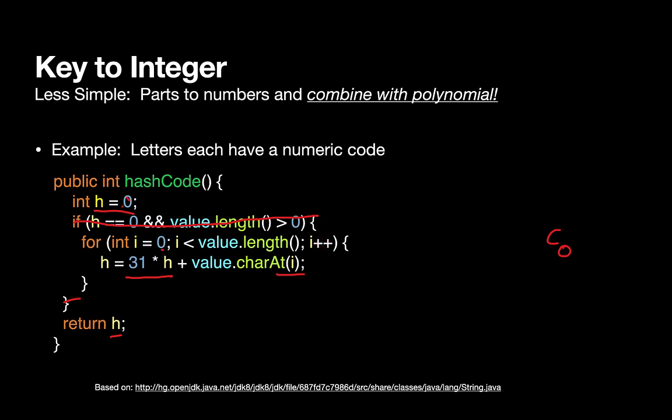It's going to move on to the second character, character 1, and it's going to multiply the current value of h by 31, and then it's going to add on that second character, character 1, and then it's going to continue through the loop and do the whole process again. It will multiply the existing values by 31 and add on the next character. And so on and so forth.